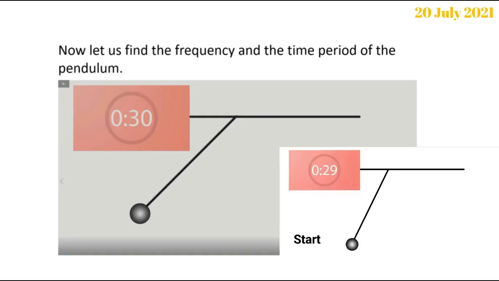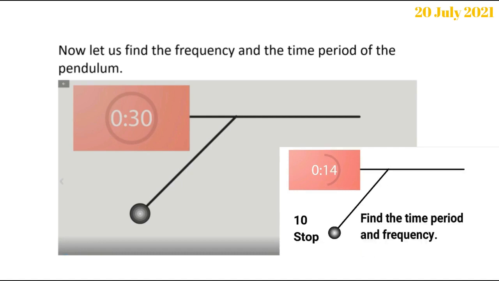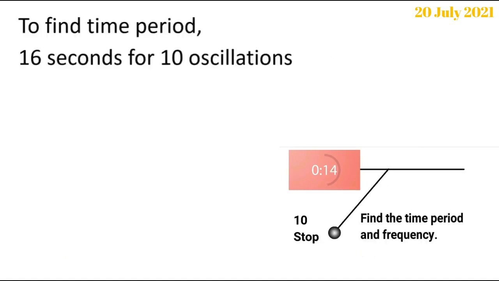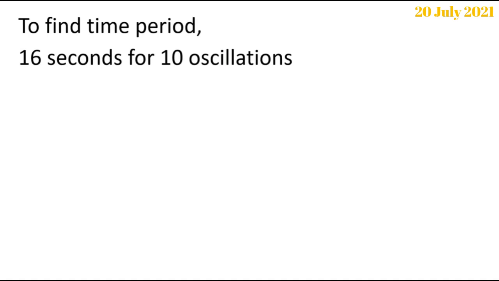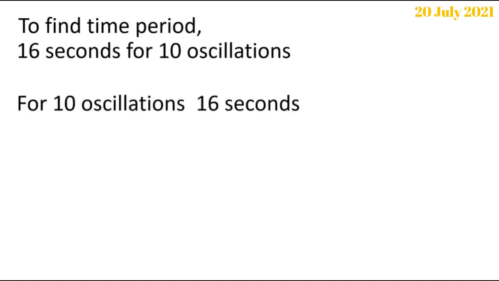What we have observed here, instead of taking time for one oscillation or vibration, we have taken time for 10 oscillations. And why is that? Because it is difficult to find time for one oscillation, right? And we got the result that 16 seconds was required for total 10 oscillations. So for 10 oscillations, 16 seconds.